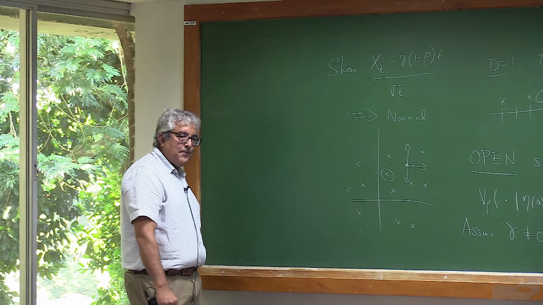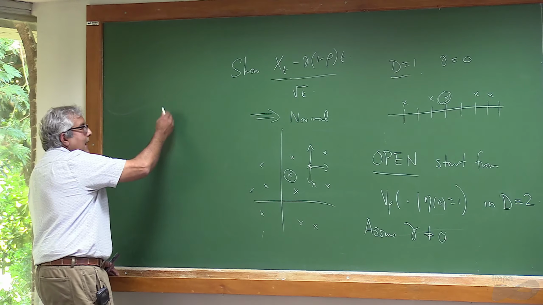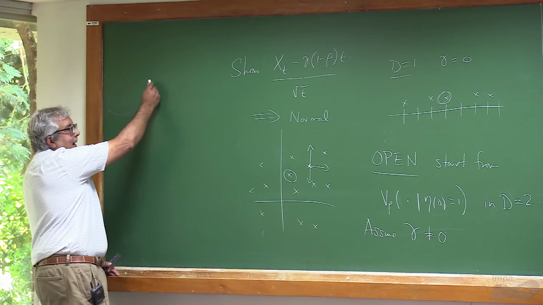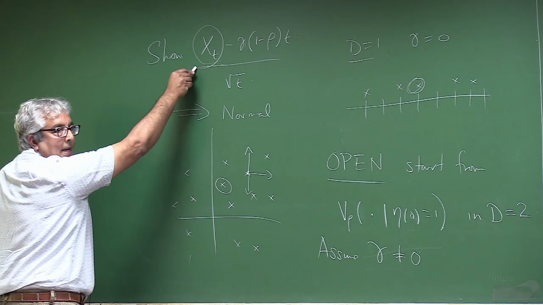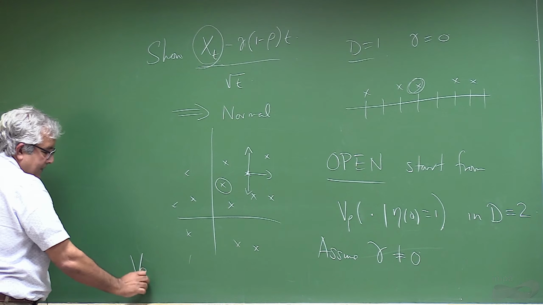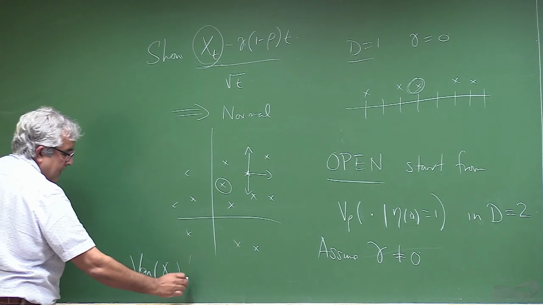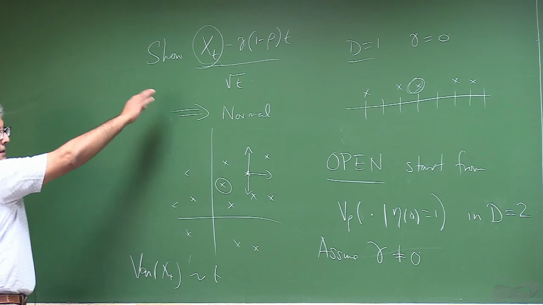I mean, there's some. I did compute the variance of this and show it's on scale t. So variance of... but the limit is not known.